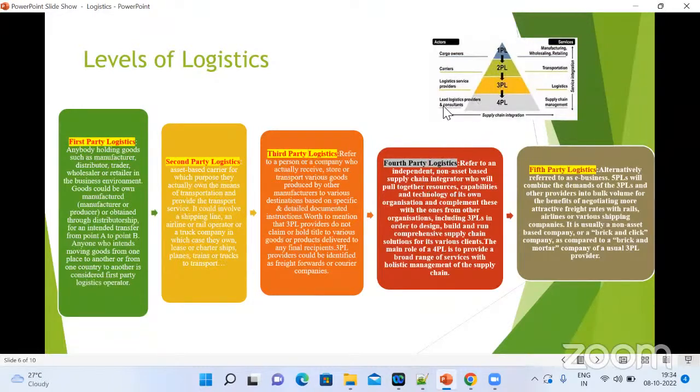Then comes fourth party logistics. These are the lead logistics providers and consultants. This comes under the supply chain. It is an asset-based supply chain integrator who will pull together resources. It checks how much supply chain solution is needed for its various clients, how 3PL and 4PL are interrelated, and they try to deliver those products with a holistic management of the supply chain.